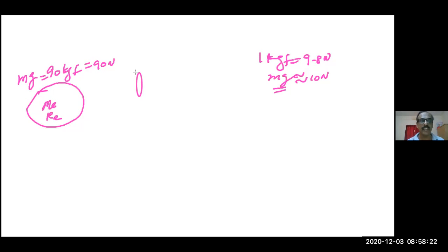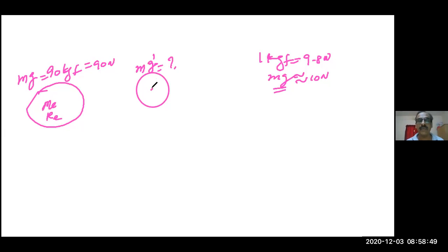This is Mars. On the surface of Mars, mass will be the same, but gravity will be different. So I'm marking here g suffix m, otherwise we'll put g dash. Weight equal to how much? That's the question. So here first we have to find the variation in g and multiply by m. Then you will get the weight on the surface.